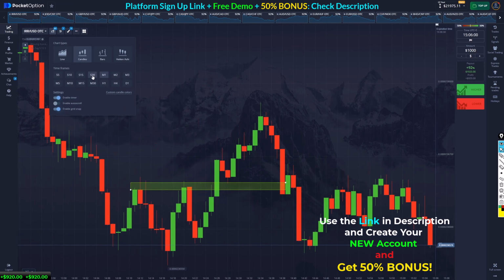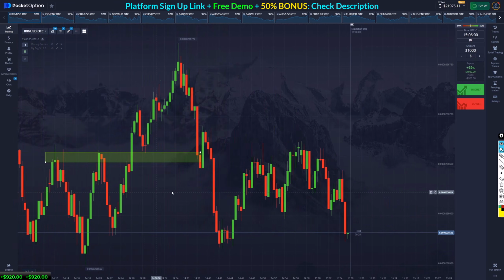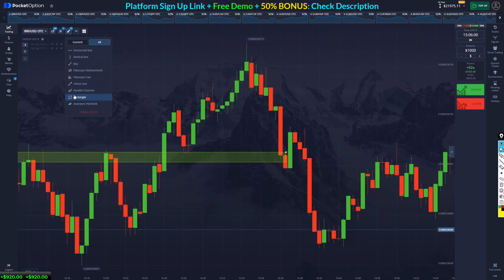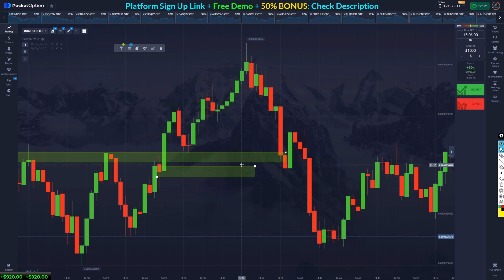They can work pretty well. I go to low time frame. There we go. We find the supply area. And we would actually enter exactly right here.